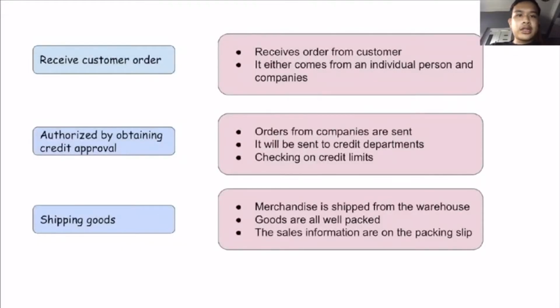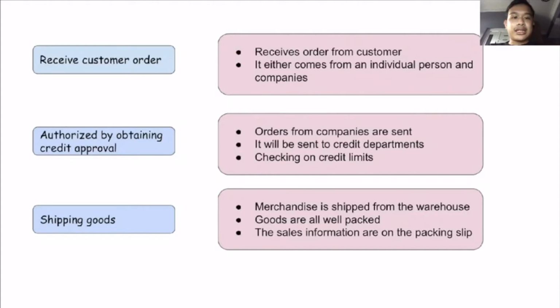For the first one, receive customer order. Receive order from customer. It either comes from an individual person or companies. Second, authorized by obtaining credit approval. First, orders from companies are sent to credit departments, checking on credit limits.